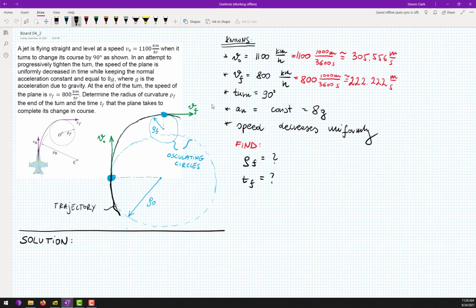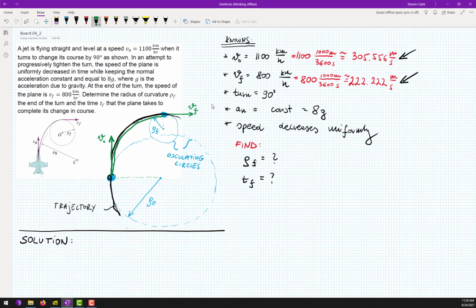And we start with velocity v0, which I, by the way, converted from kilometers per hour to meters per second. And we end up with velocity final, yes? Velocity 0 is pointing upwards, and our plane is taking a right turn of 90 degrees. And it will end up with a different velocity at the end.